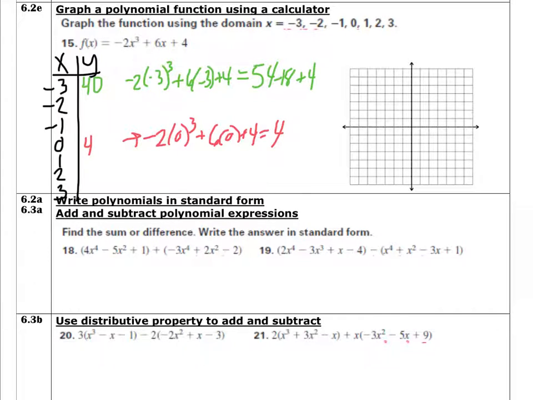Let's do another one. How about when x is 2? When x is 2, we're going to have -2 times 2 cubed plus 6 times 2 plus 4. 2 cubed is 8 times -2 is -16. 6 times 2 is 12, and then plus 4. Simplifying these values, the answer is 0.